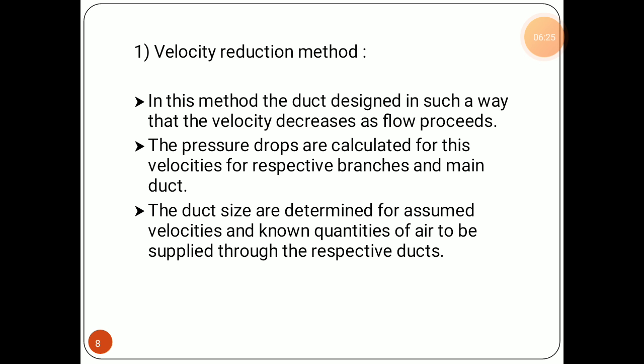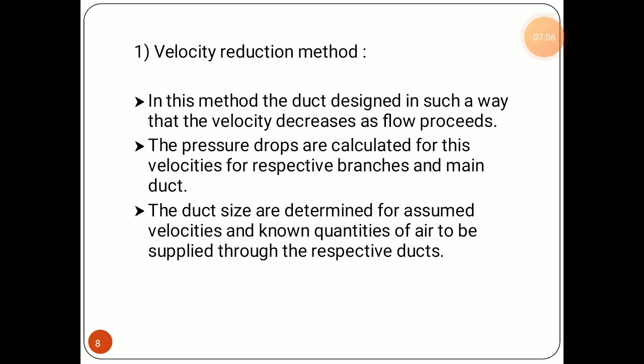So, velocity reduction method. In the velocity reduction method, the duct is designed in such a way that the velocity decreases as flow proceeds. Again, I would like to mention the same example. If the conditioned air is available at ground level and we have to supply that conditioned air to a room situated on the 30th floor, then when that air flows, its velocity decreases, and as it reaches the 30th floor, its velocity decreases. So this concept is used in duct design.